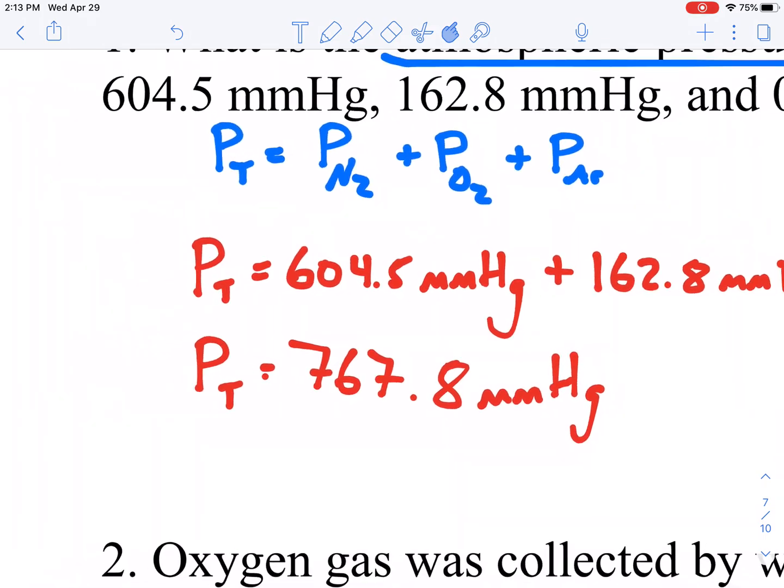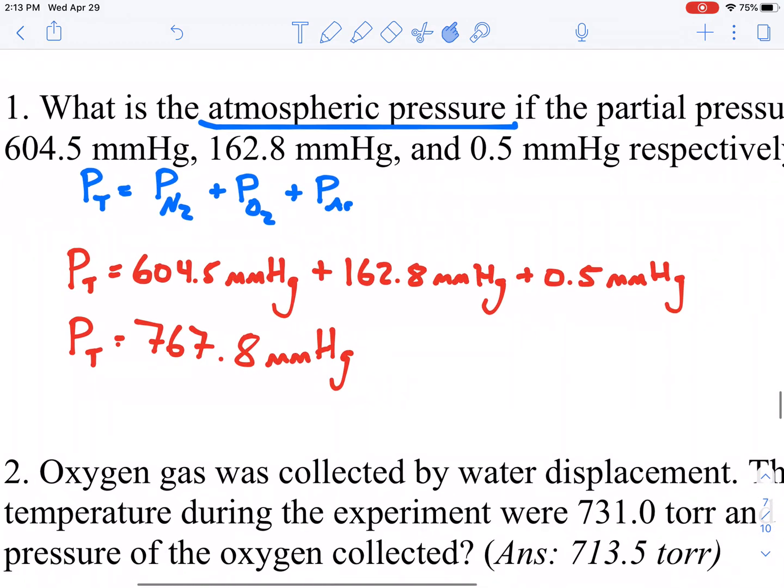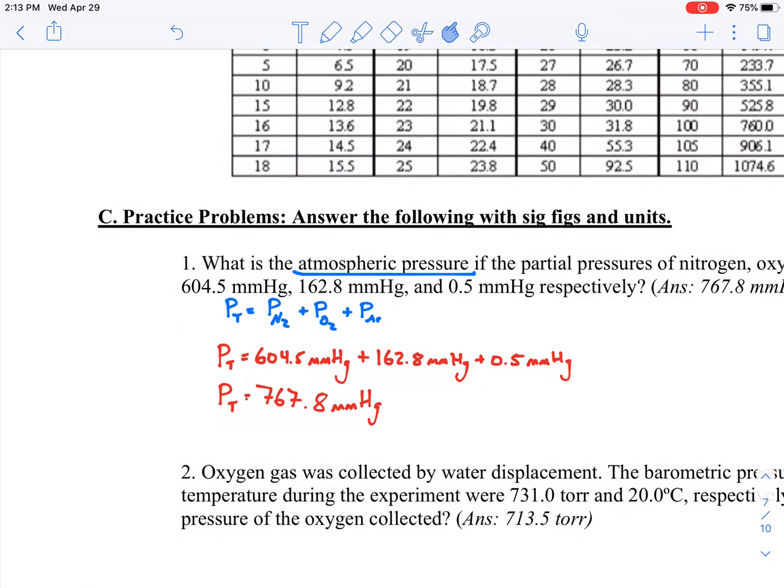So this is all well and good, straightforward. You just want to keep track of your sig figs based on the decimal place, and also notice that this only works if all of those pressures are the same unit. So if we were given pressures in different units, we'd need to convert pressure units until we had the same units across the board. All right, let's try number 2.